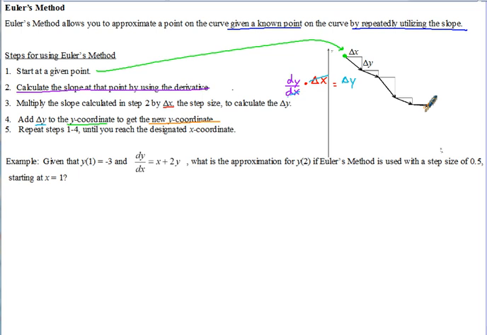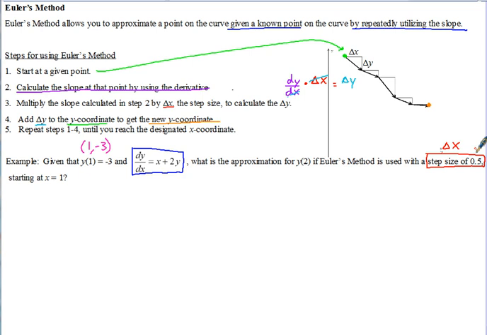So let's see how this works for some example problems here. It says, given that y of 1 equals negative 3, so that's giving you the point 1, negative 3, and the derivative dy dx is x plus 2y. What's the approximation for y of 2 if Euler's method is used with a step size of 0.5? The step size here, delta x, is 0.5, starting at x equals 1.